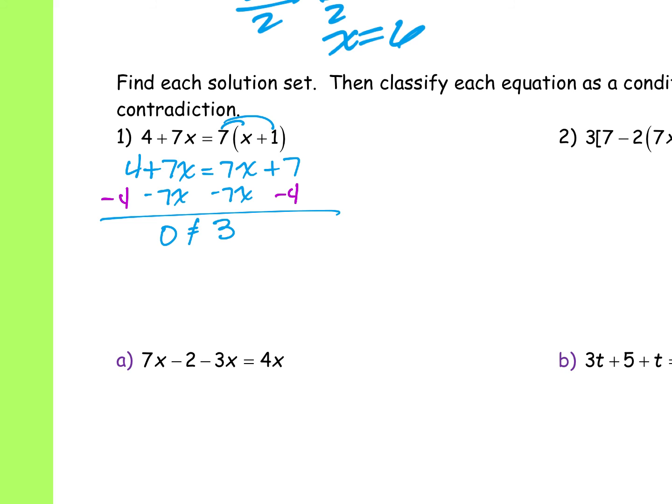What type of solution is that? Contradiction. Good. There's no x. X is gone.